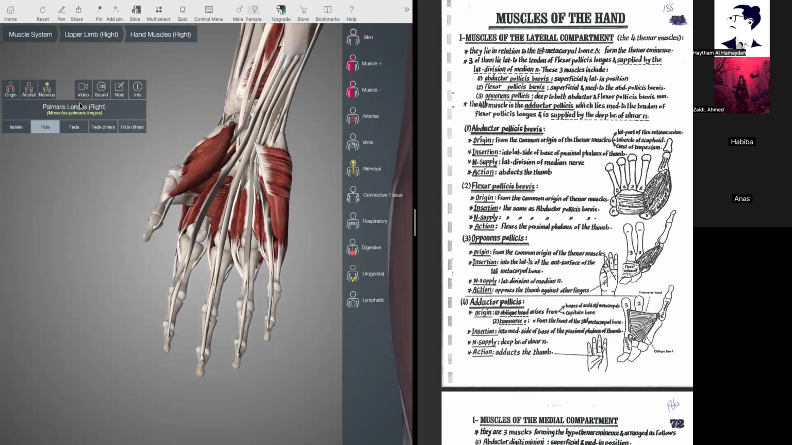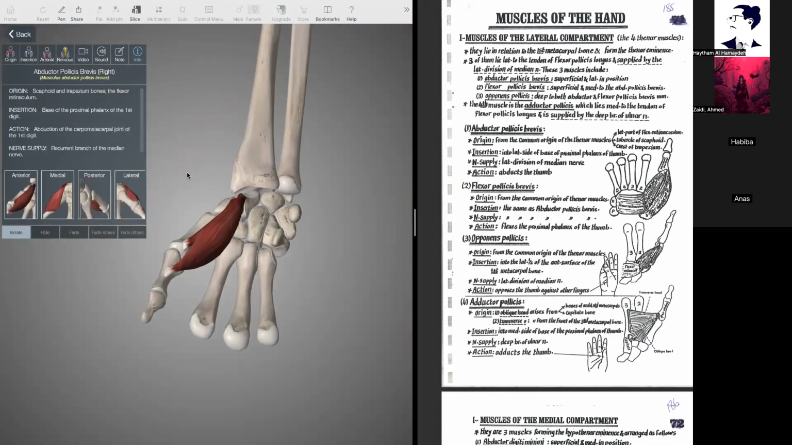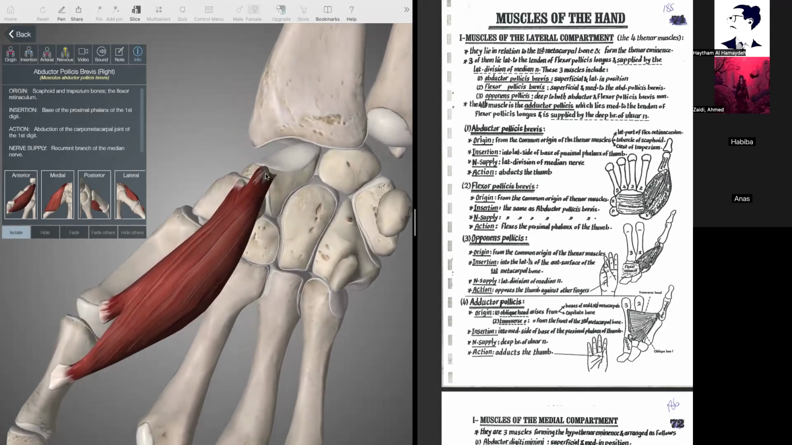Now, for thenar muscles, let's start. Abductor pollicis brevis. The origin: scaphoid and trapezium bones. Origin. You can see here scaphoid and trapezium.